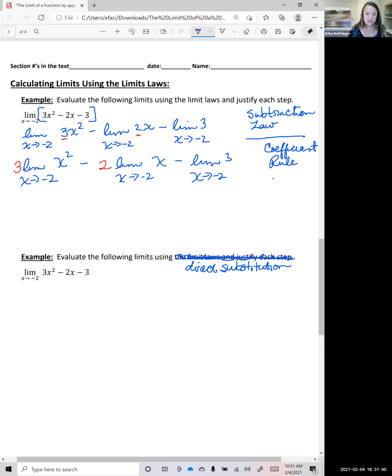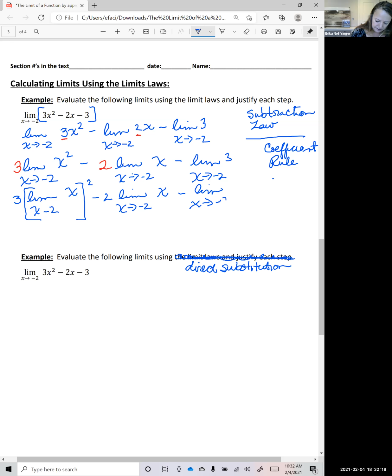We have that power rule with the x squared. So we could basically look at 3 times the limit as x approaches -2 of just x. Once we find that limit, that power rule says we can then raise it to that power. And then I'm just going to bring down the rest, and we're going to go through and take the limits based off of those two rules we talked about, and I showed you with the graphs at the beginning of class.